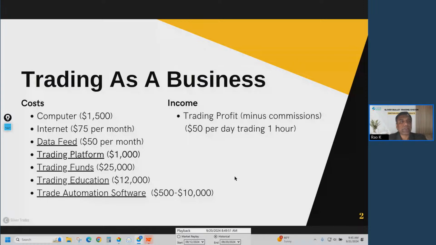At the minimum, you need a computer. A computer costs about $1,500, give or take. A good one here I have taken. It doesn't mean that your $700 laptop won't work. That will also work. But eventually, our traders like to upgrade to a more powerful computer, and a good computer for trading will cost you around $1,500, give or take.